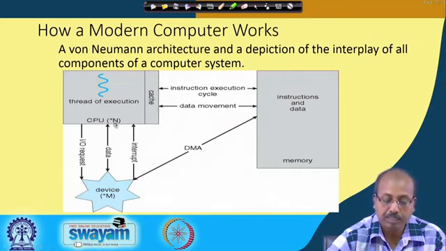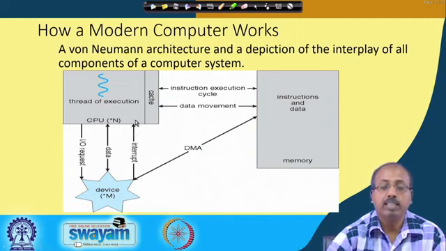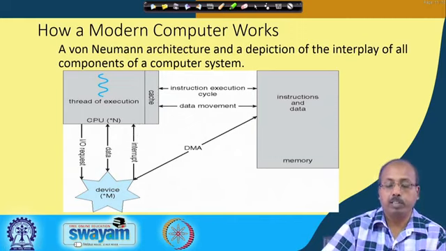Or if it is writing something onto the device, then the CPU may put the data onto this line and send an IO request, an output request here, and the device, when the operation is over, can send an interrupt telling that the output operation is over.